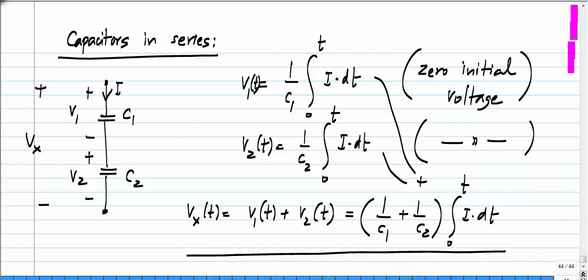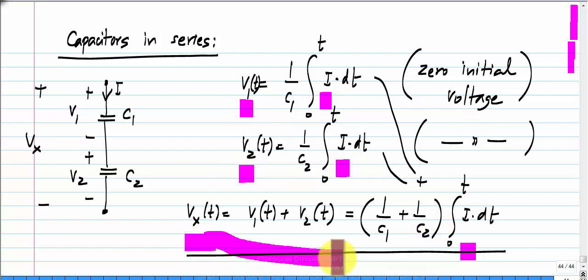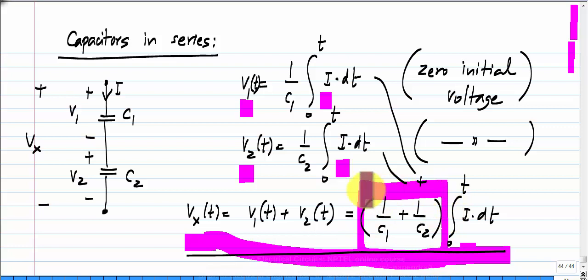Now, you see that the relationship between Vx and I looks very similar to that between V1 and I or V2 and I. In other words, the relationship between Vx and I also looks like some capacitor, and this proportionality constant we have in front of the integral is the reciprocal of the effective capacitance. Okay.